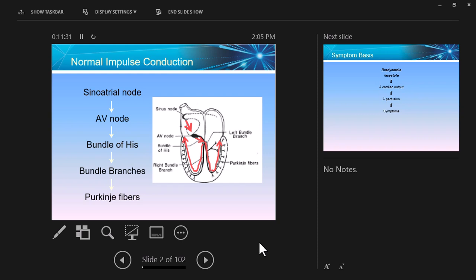Understand that the atria, when they depolarize and contract, contract from the top down. The ventricles, on the other hand, contract from the bottom up. The reason is that this is the most efficient way to move the most blood from the atria into the ventricles, and then from the ventricles into the lungs and out to the body.